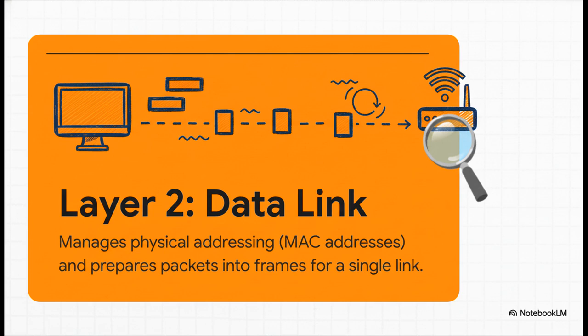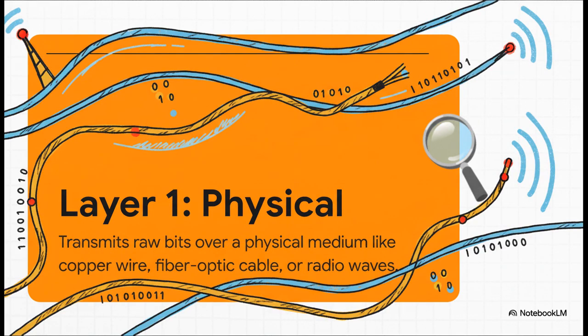And finally, we hit rock bottom at layer 1, the physical layer. This is the stuff you can actually touch, the Ethernet cables, the fiber optic lines, the radio antennas. It takes those neat frames from layer 2 and turns them into the raw ones and zeros, the actual electrical signals, pulses of light, or radio waves that physically travel across the network.